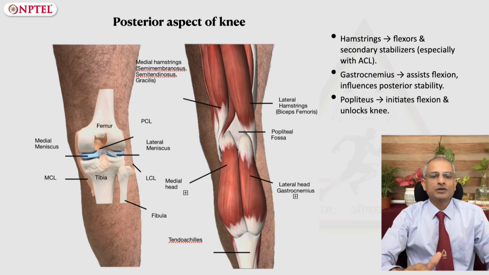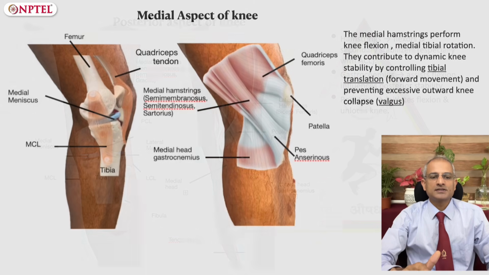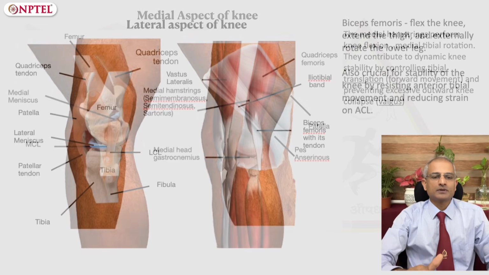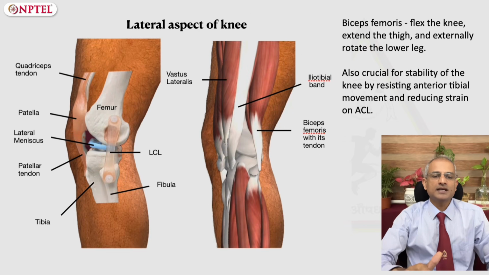Additionally, the semimembranosus, semitendinosus, gracilis, sartorius and popliteus also act as a medial rotator of tibia when the knee is flexed and resist valgus strain, aiding the medial collateral ligament. The biceps femoris acts as an external rotator of tibia in a flexed knee and resists varus strain on the knee, aiding the function of the lateral collateral ligament.